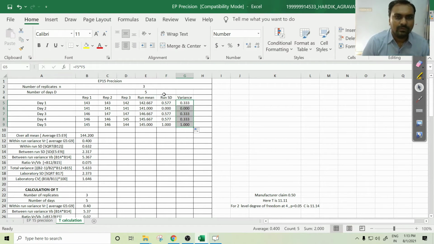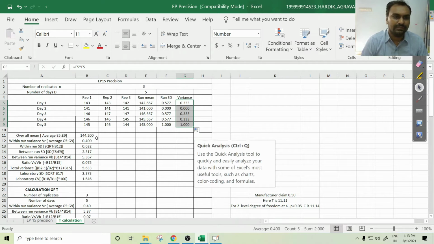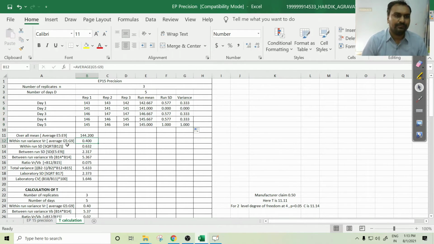Now we have got the means. So what you can do is select the average of E5 to E9 here, and that gives the overall mean. The within-run variance will be the average of G5 to G9. Okay, that we got the within-run variance, which is 0.40. From this we get the within-run SD. If we take the square root of this within-run variance, we get the within-run SD. So we have got a within-run SD of 0.632.